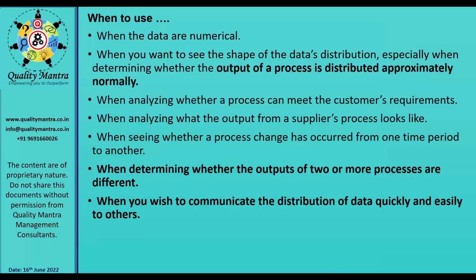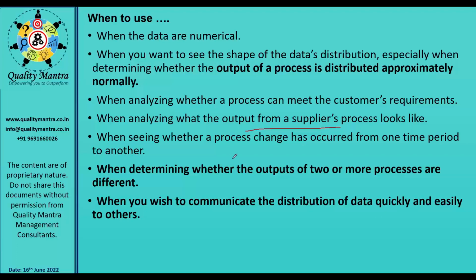When the data are numerical, you can use a histogram. For a histogram you have to have numerical data, without that it is not possible. Use it when you want to check whether the process data is normally distributed or not, when you want to check whether your process can meet the customer requirement, the CPK, PPK requirement, when you want to analyze how your supplier's process data is looking, or when you want to analyze your incoming material.